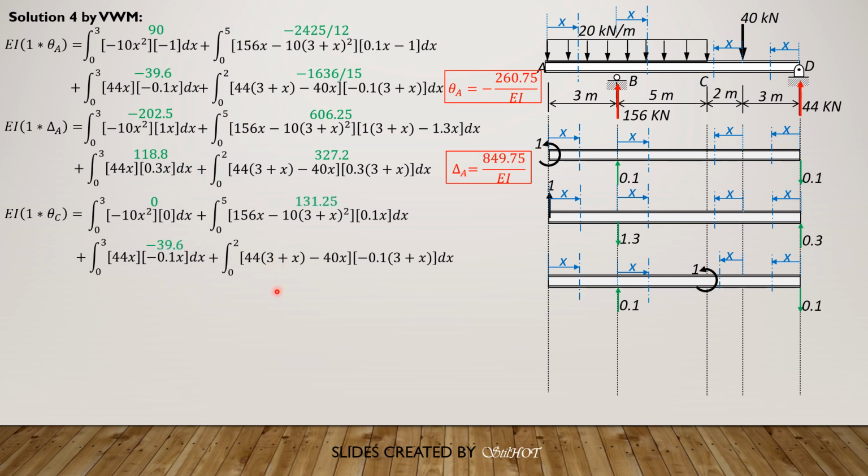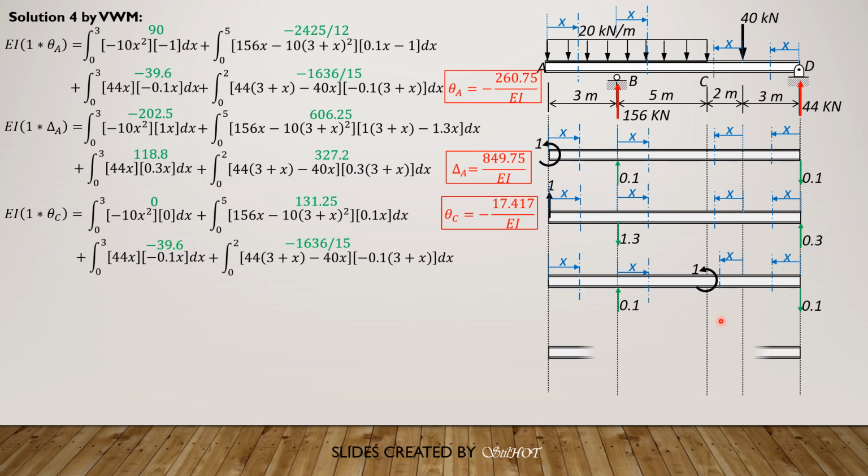The second integral is 131.25. The third is negative 39.6. The fourth is negative 1636 over 15, just like the answer above. So theta C is equal to negative 17.417 over EI, just like before.